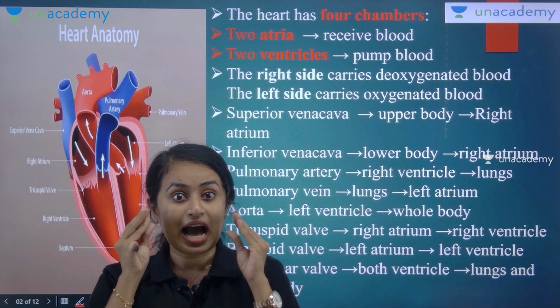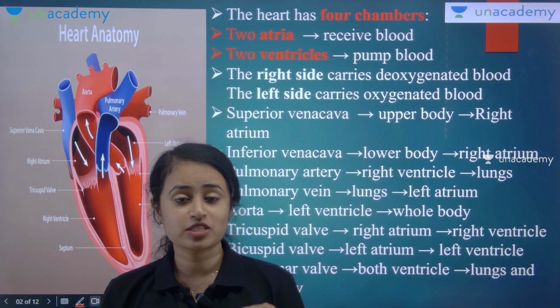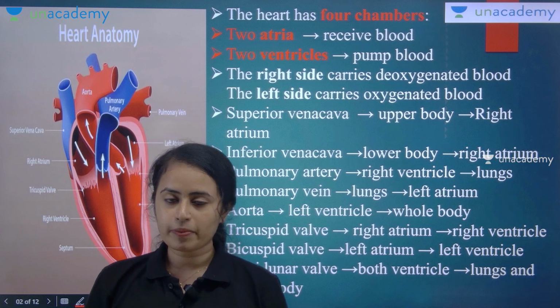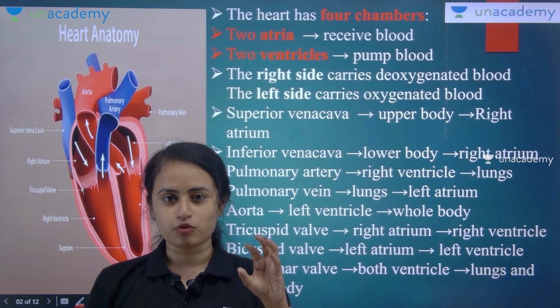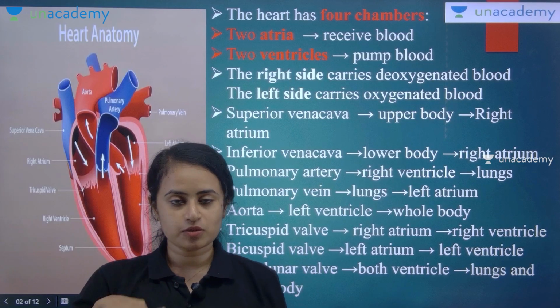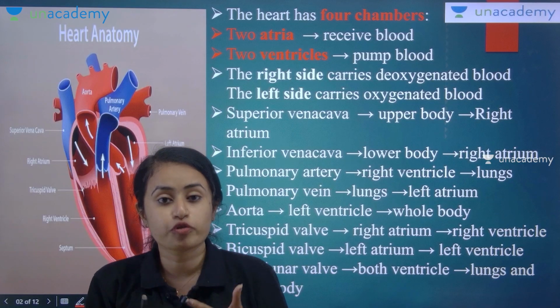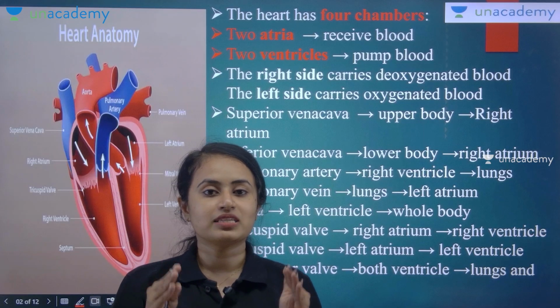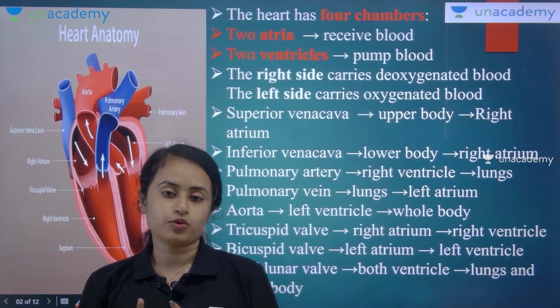So we already know one more thing. Our heart has a highly complex circulatory system which is called double circulation. What is meant by double circulation? There is a separate pathway for deoxygenated blood and a separate pathway for oxygenated blood. No fusing or mixing of the blood takes place in this double circulatory pathway.